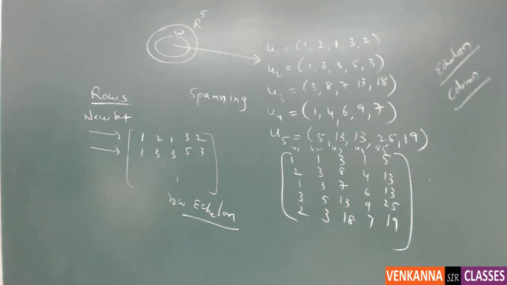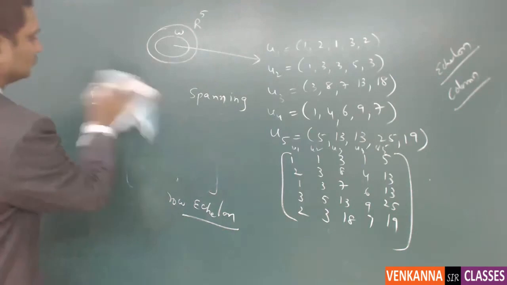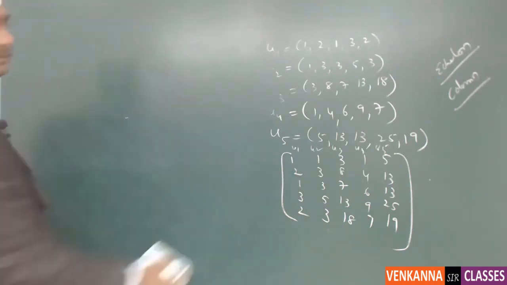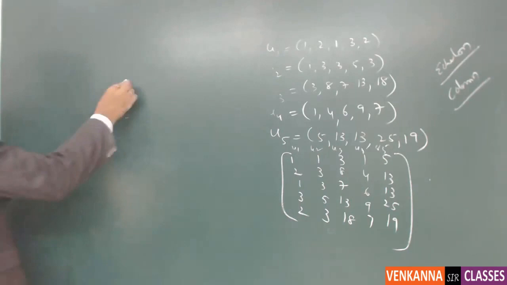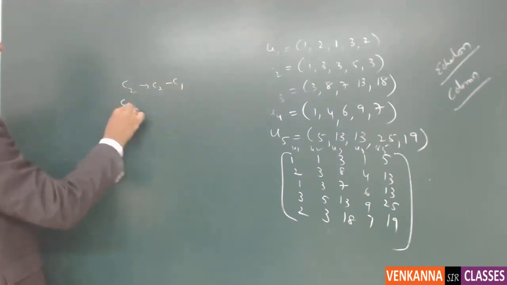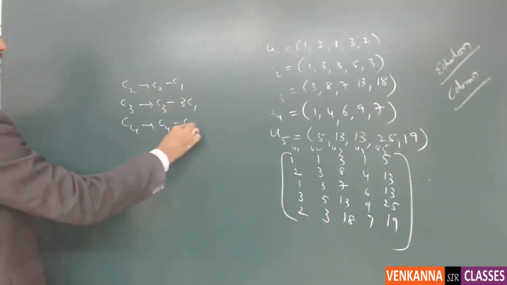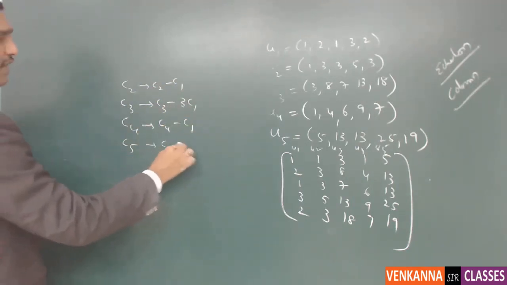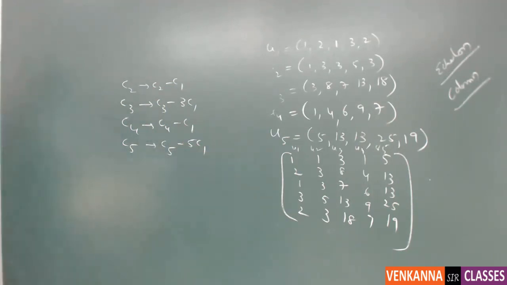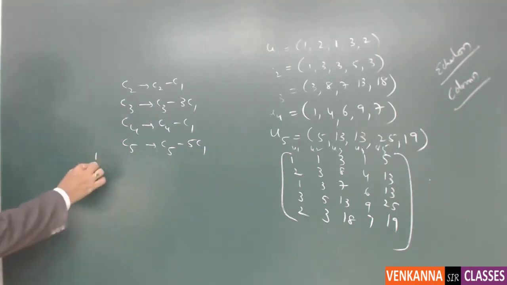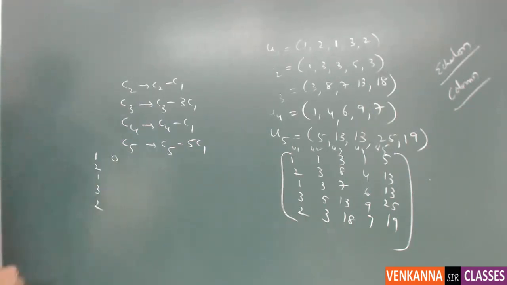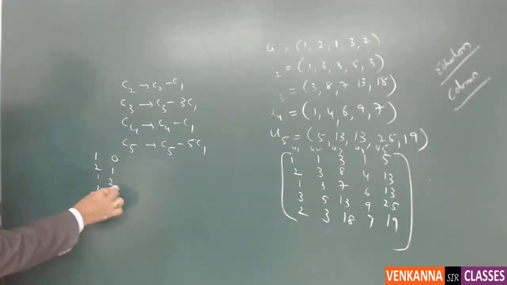Now let us apply the column operations there that you can do as usual. So C2 tends to C2 minus C1, C3 tends to C3 minus 3C1, C4 tends to C4 minus C1, C5 tends to C5 minus 5C1. That you are going to get. So first column remains as it is: 1, 2, 1, 3, 2. So this will be 0. 1, 2, 2, again 1.